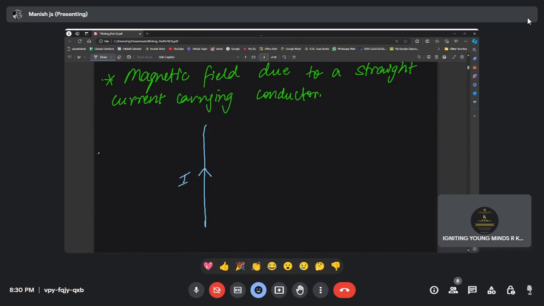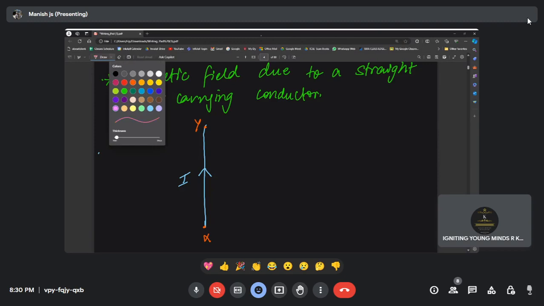Between two points, let me mark two points. Say this point is X, and this point is Y. X and Y. I wish to now find out the magnetic field, say, at a point P. So again, I'm taking a point P like this. An arbitrary point I'm choosing, at a point P.